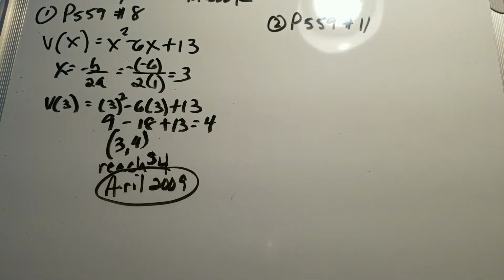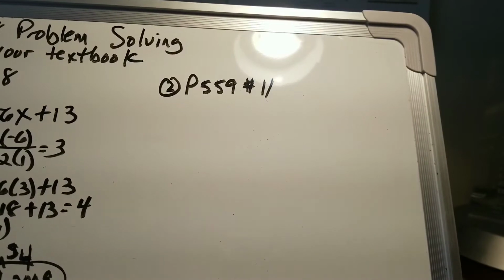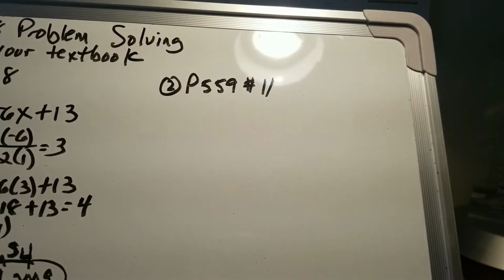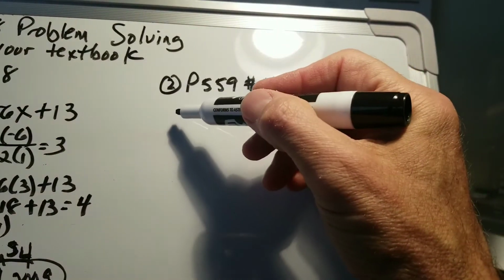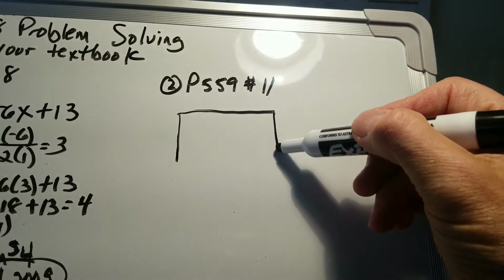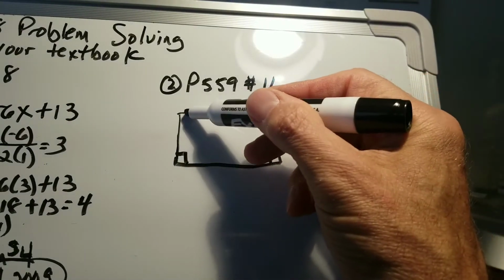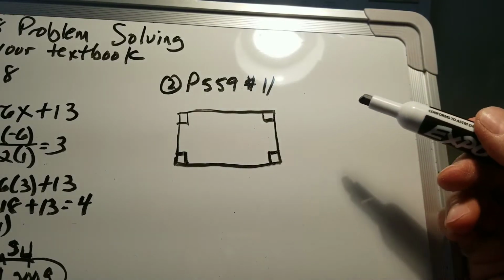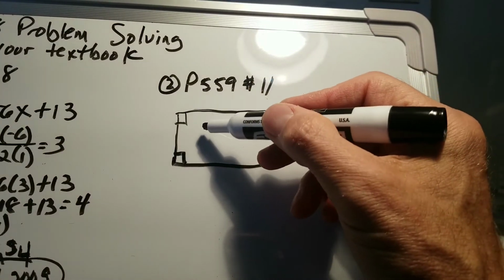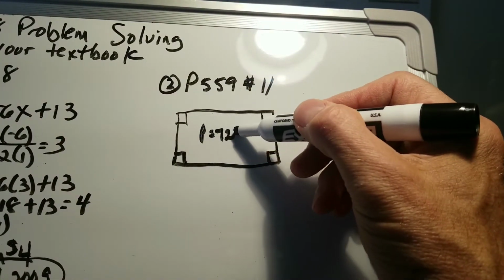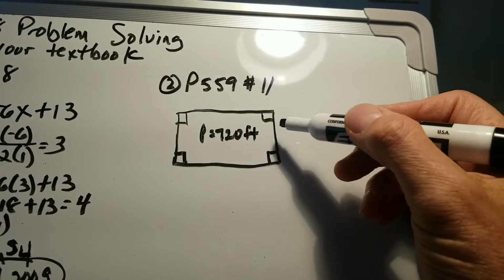Okay. So, what kind of atrium are we talking about? It's going to be a rectangle. So let's draw a rectangle. Always get a picture of what you're doing first. Right angles at each corner. Okay, there's 720 feet of brass piping that goes around this atrium. So the perimeter is 720 feet.